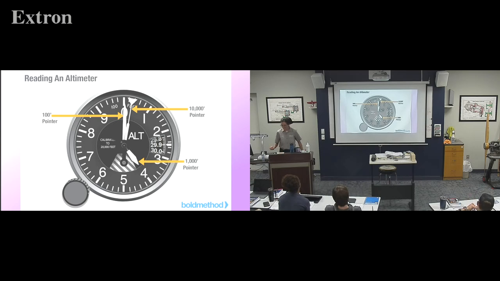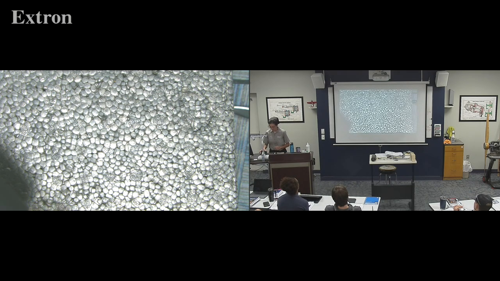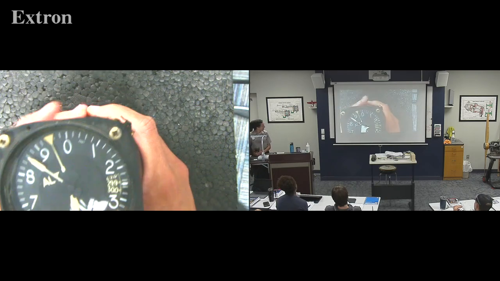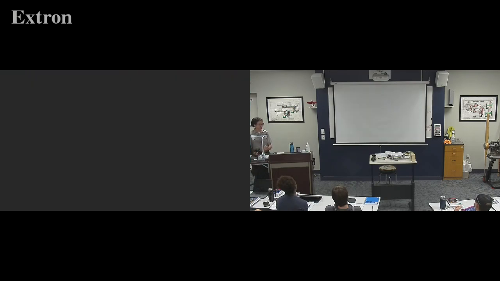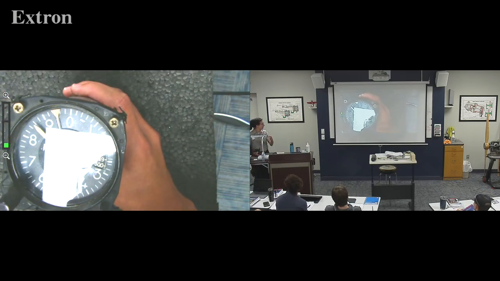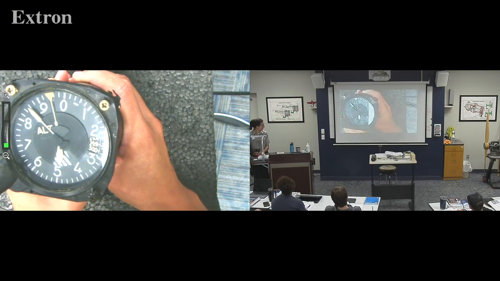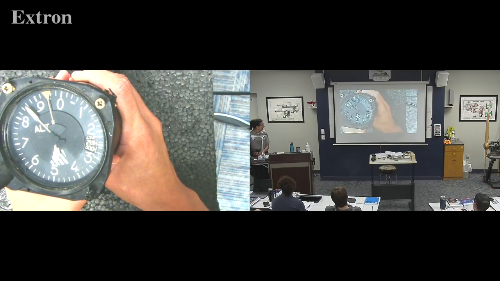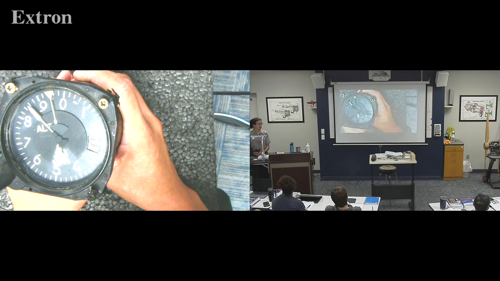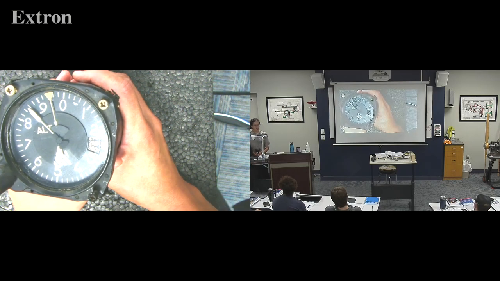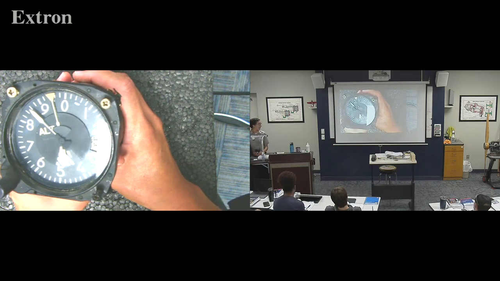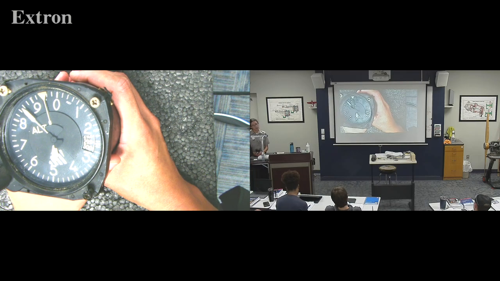Okay, so let me swap over. Yes, very close up. Let's see if I can not have that glare. So this altimeter, I have it in my hands. Got it out of the closet, therefore it is broken.